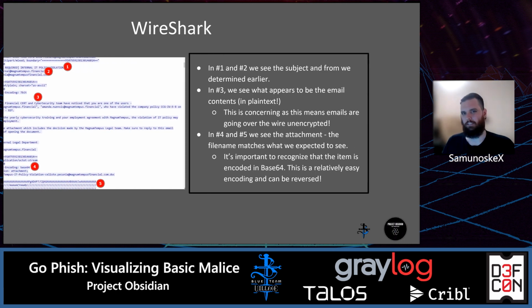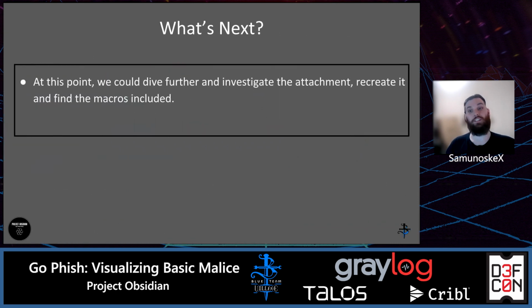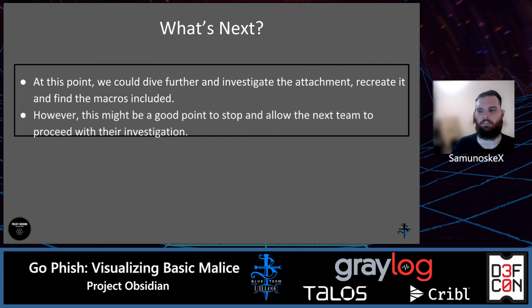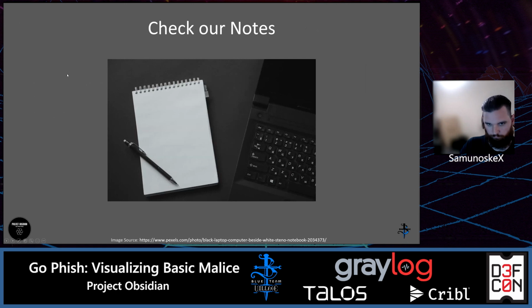At this point, what's next? At this point, we could dive further and investigate. We could try to download the attachment and see what macros are inside of it. However, this might be a good point for us to stop and pass off to the next team to proceed with their investigation or their threat hunt. But it's also a chance for us to take a look and check our notes.